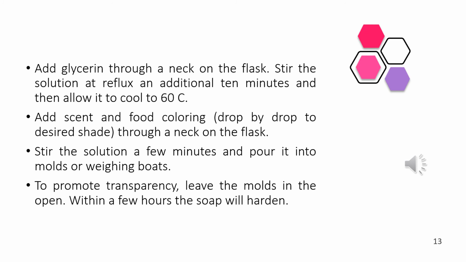Add scent and food coloring drop by drop to desired shade through a neck on the flask. So after the addition of glycerine, stirring and cooling of the mixture, we will add scent and food colors to the mixture. The scent and food color are added drop by drop to the desired shade through the neck on the flask.